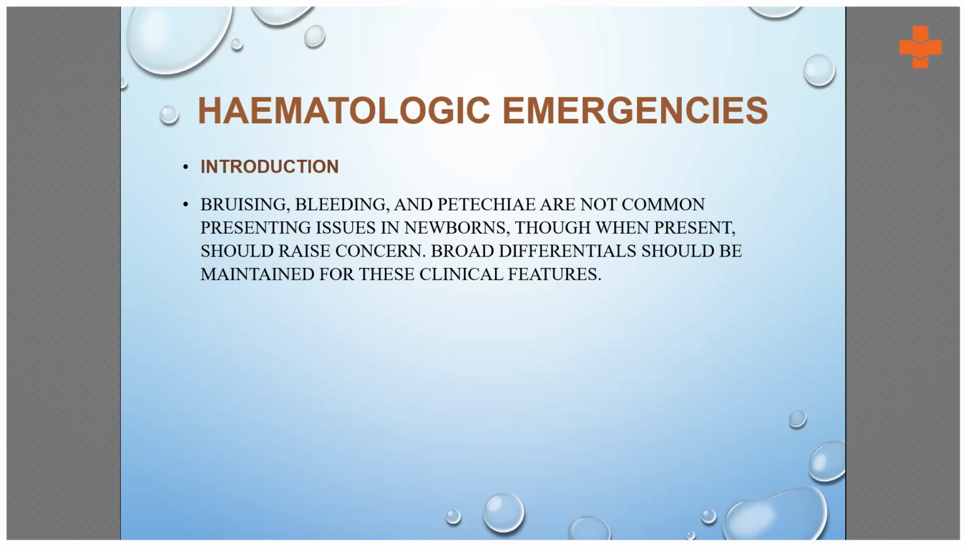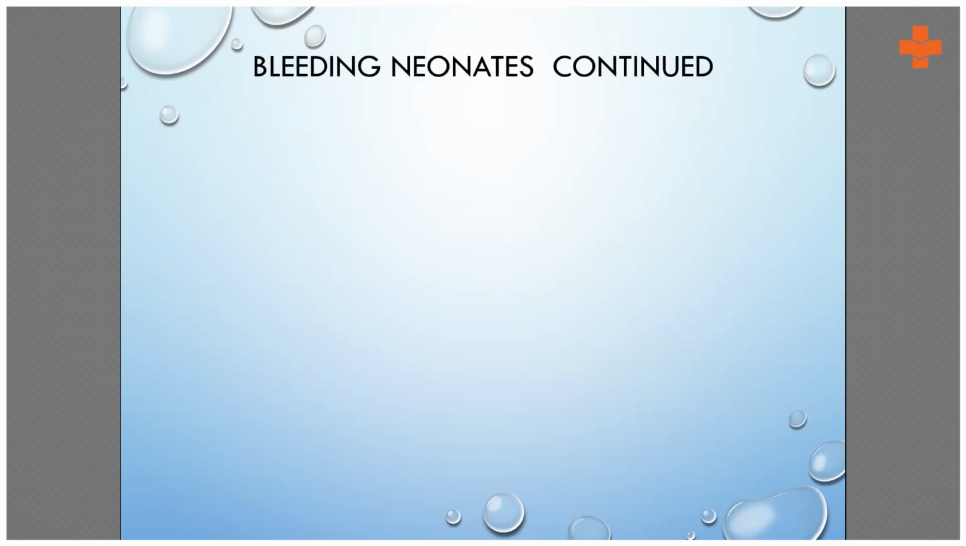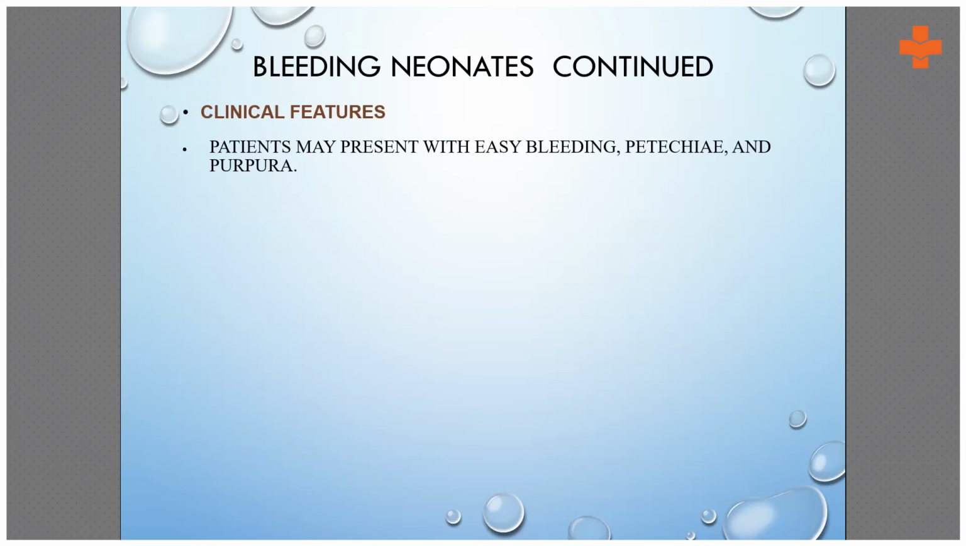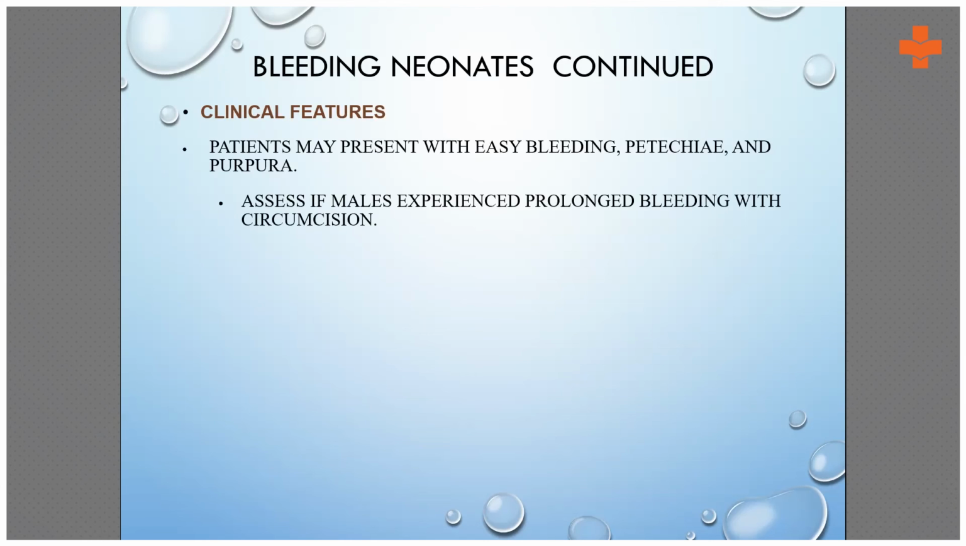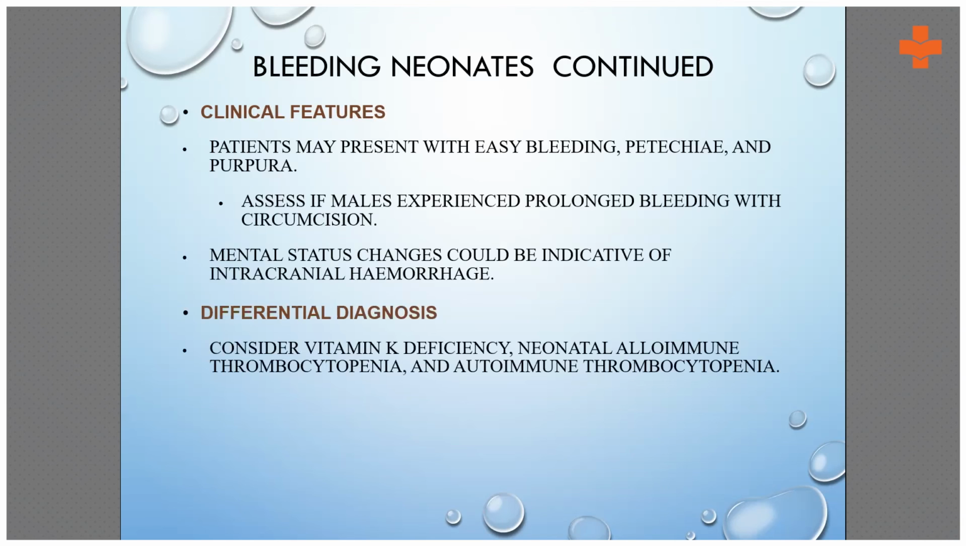Now, presenting issues in newborns should raise a concern, and broad differentials should be maintained for these clinical features. Now, in a neonate, alloimmune thrombocytopenia: maternal antibodies cross the placenta and target the platelets. I'm not going into the pathology details. Now, what are the clinical features? Patients may present with easy bleeding, petechiae and purpura, and in males, prolonged bleeding in cases of circumcision. Mental status changes should raise concern for intracranial hemorrhage.